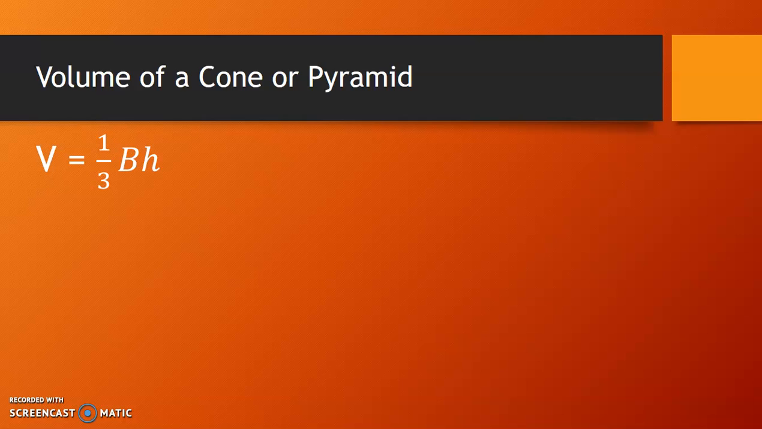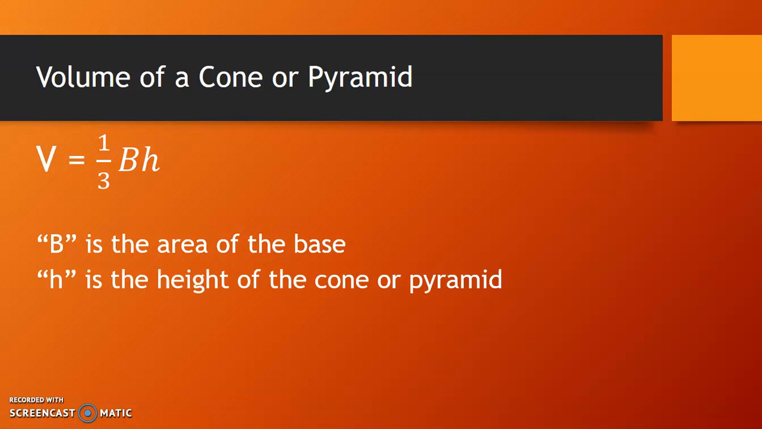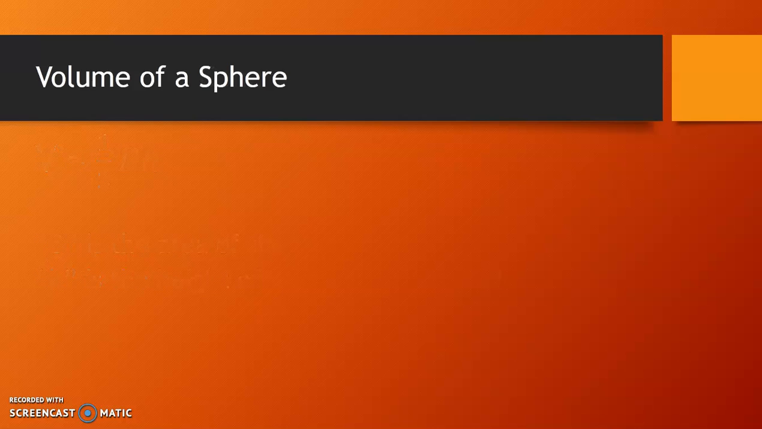To find the volume of a cone or a pyramid, we use the equation 1/3 BH. B is again going to be the area of the base, which can change, and h would be the height of the cone or the pyramid. Volume of a sphere is a different formula. We take 4 pi times radius to the third power all over 3. So again, you'll want to make sure that you're using radius for these problems, not diameter.